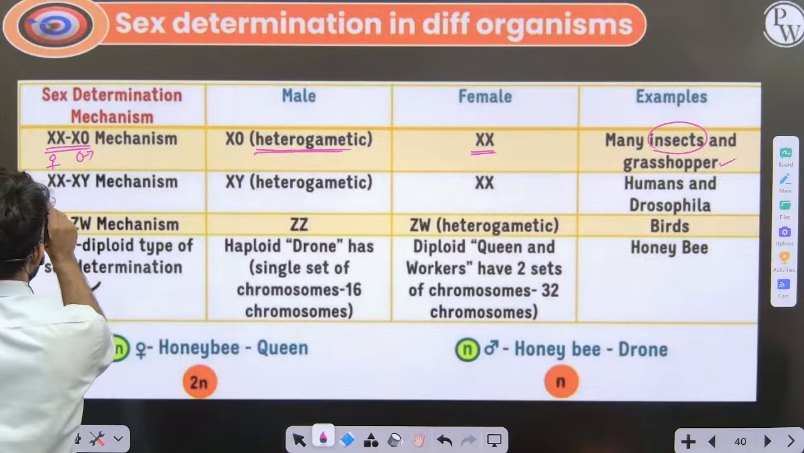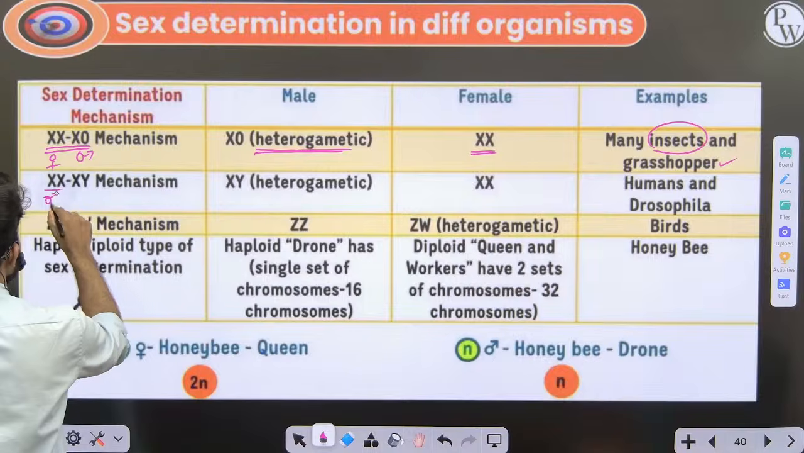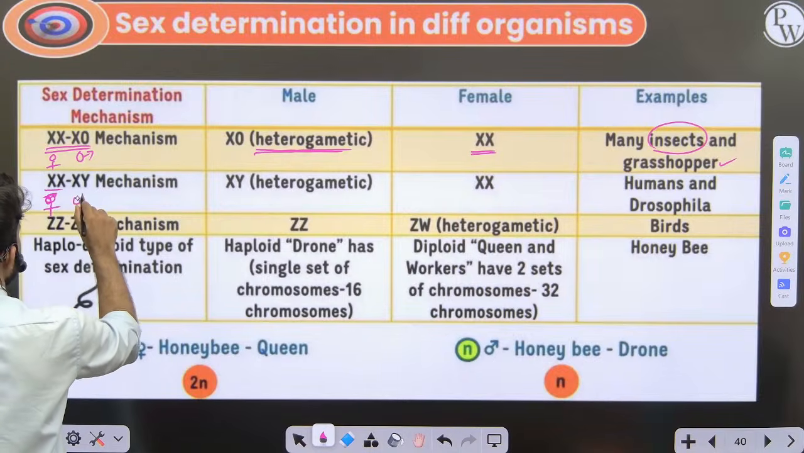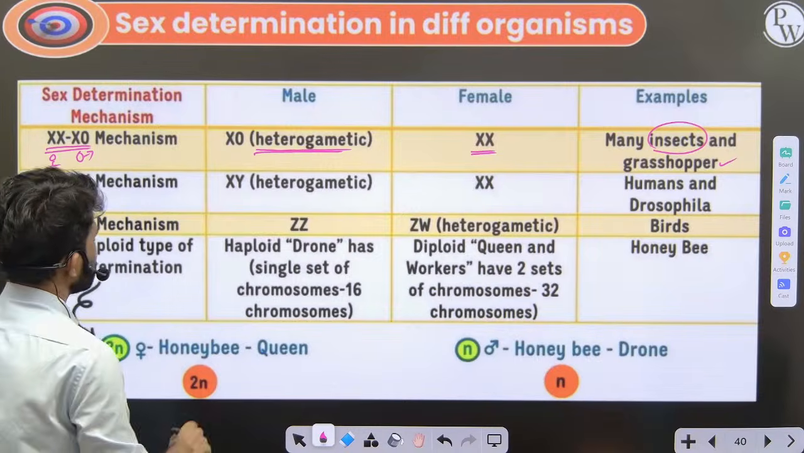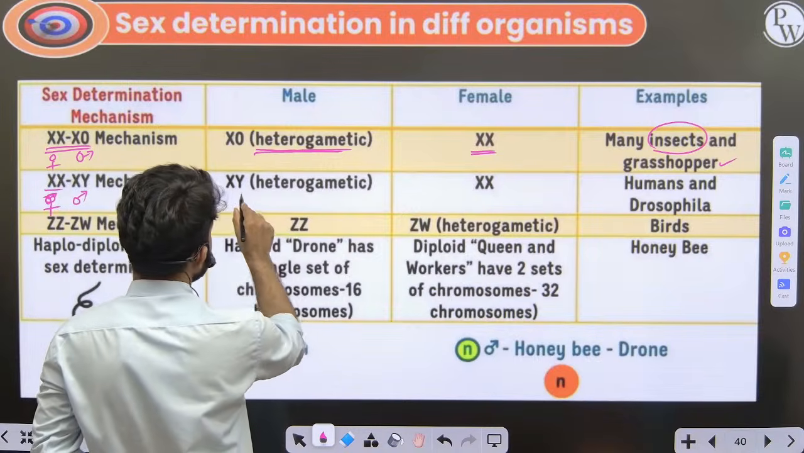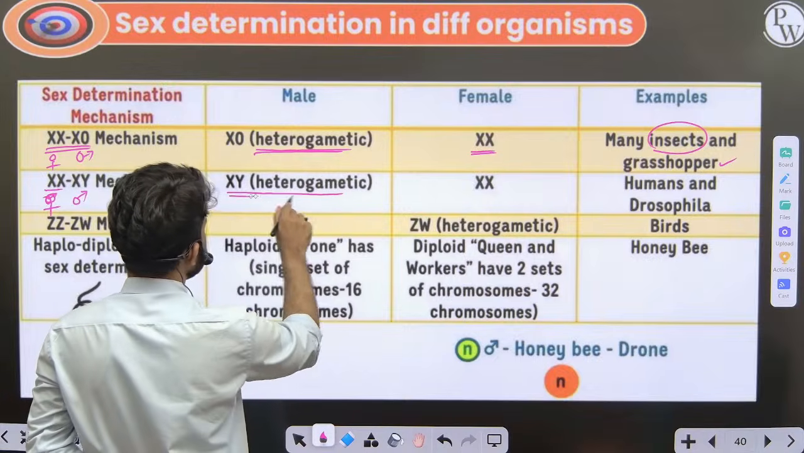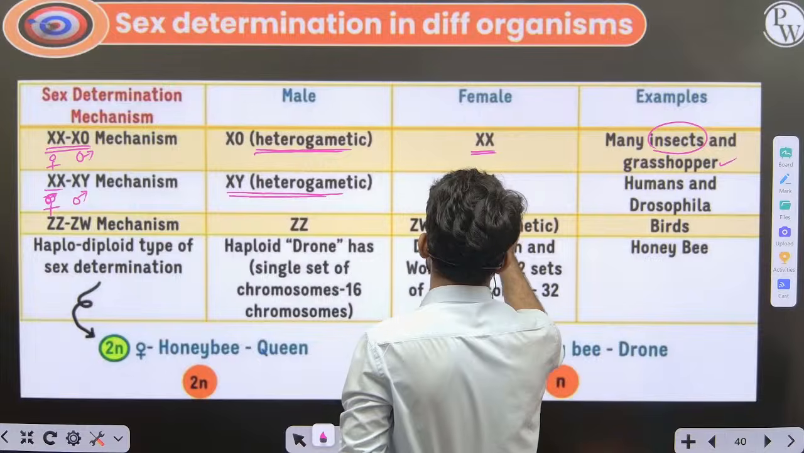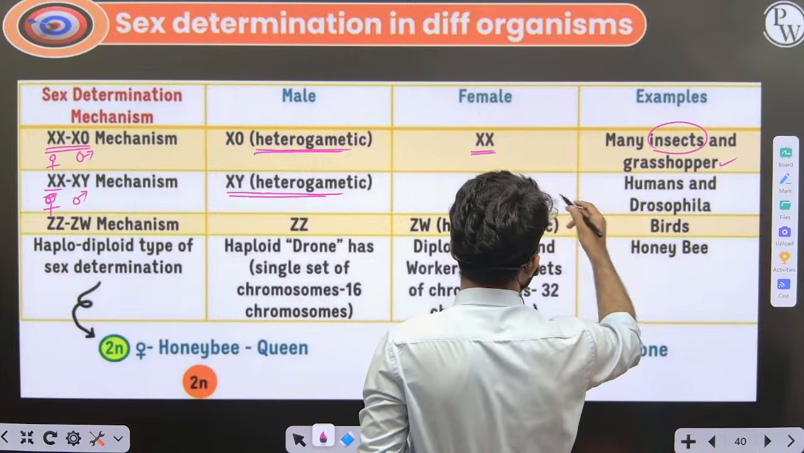XX, XY: here also it is male heterogametic. So XX chromosomes are in female, XY is in case of male. It is observed in human beings as well as grasshopper, where the sex is determined by the male individual. Here it is the same in case of female also.